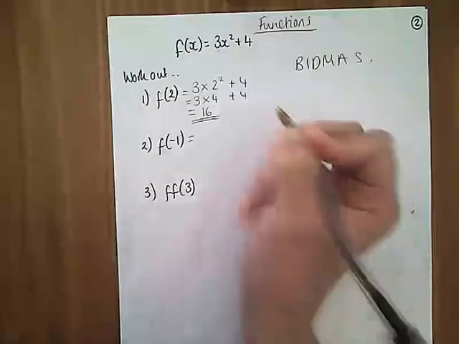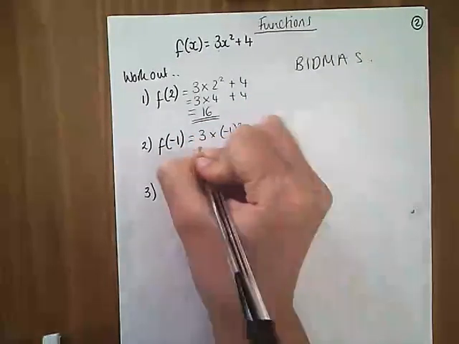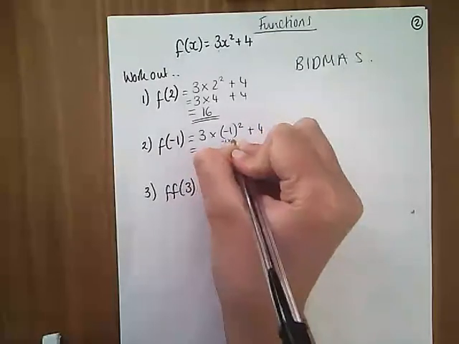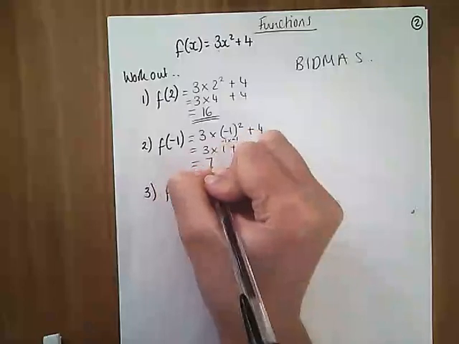Okay. Same with this one. Be careful with your negative. 3 times minus 1 squared plus 4. Minus 1 squared, minus 1 times minus 1, is a positive 1. 3 times 1 plus 4, 7.